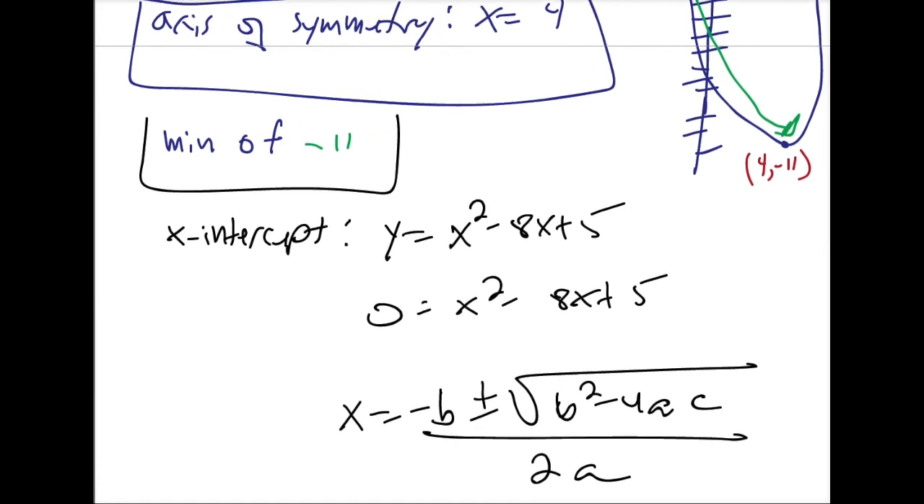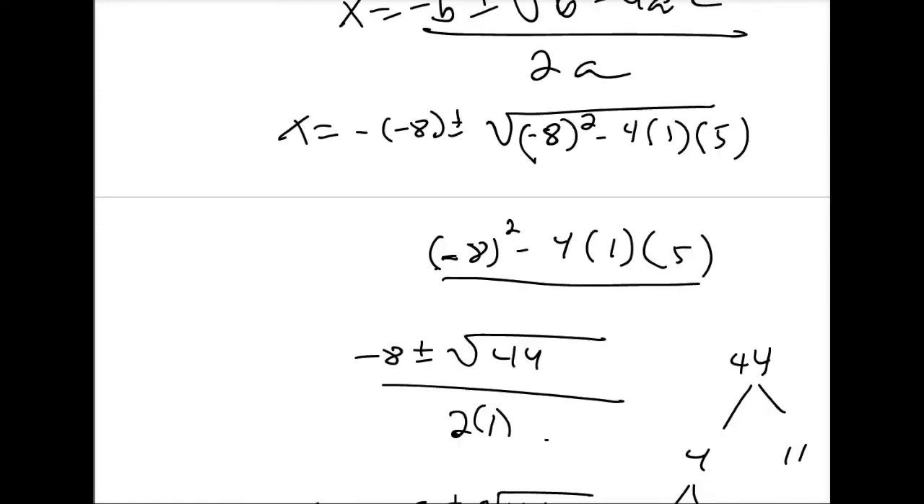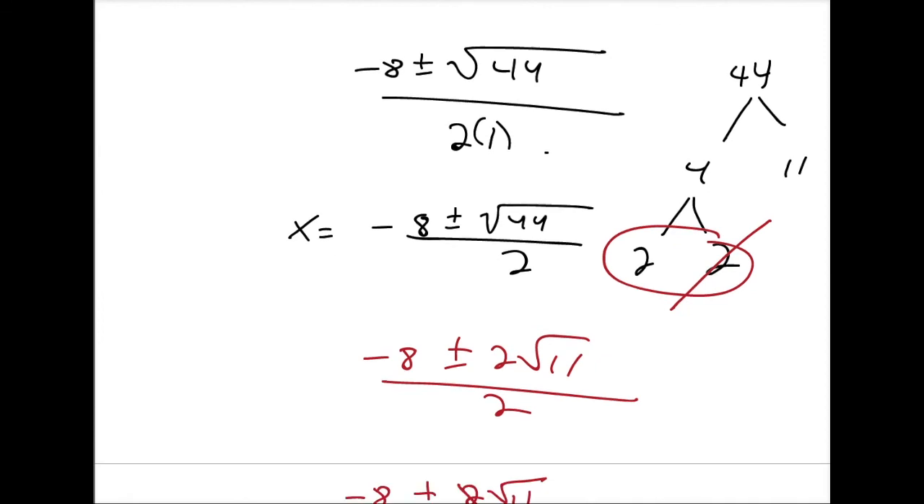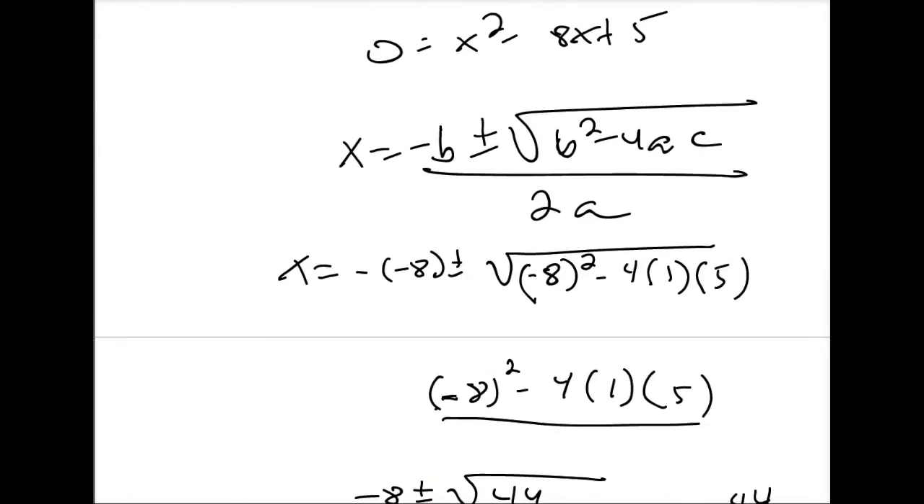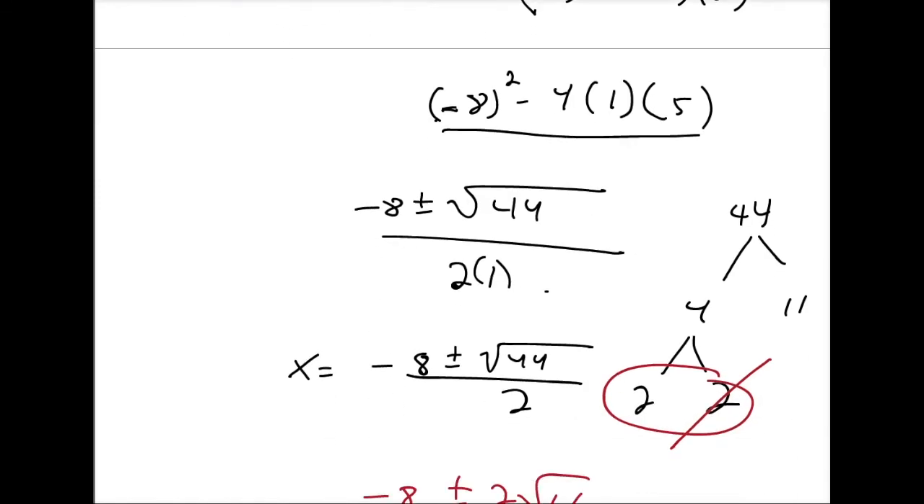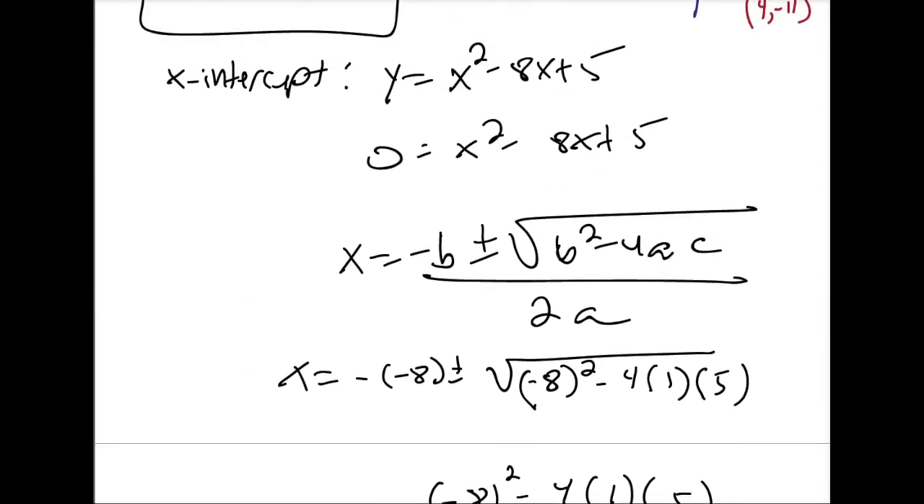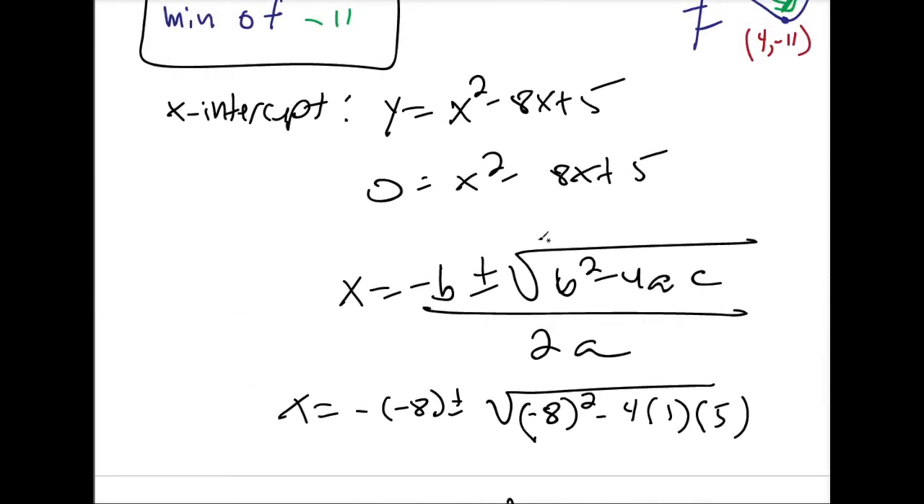X squared minus 8x plus 5. Oh, I know what I can do. Hold on. All right, let's do this again. Okay, so it's -8. Oh, yeah. Negative b. Always just remember it as being the opposite sign of b. So it should be positive 8.